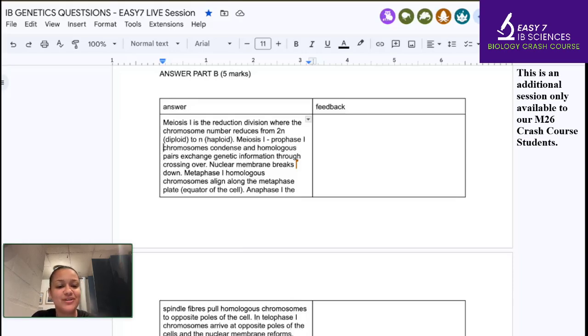Okay, anyways. Prophase 1, chromosomes condense and homologous pairs exchange genetic information through crossing over.